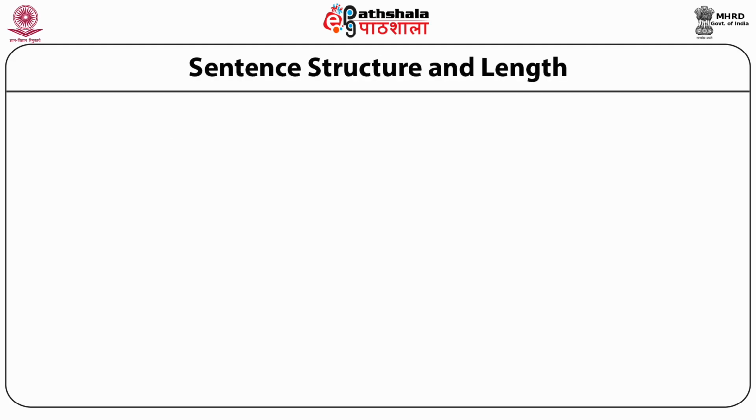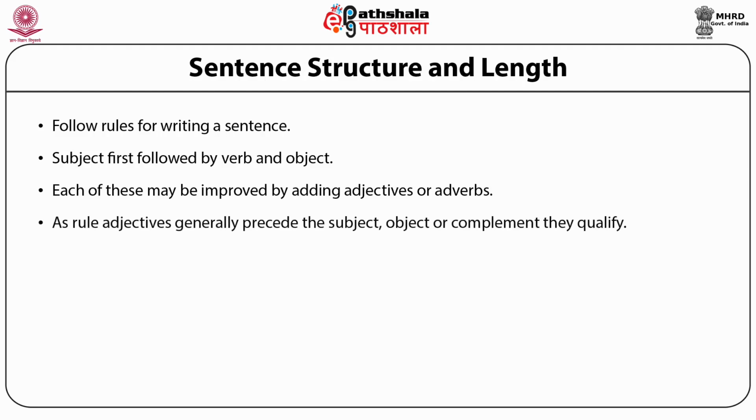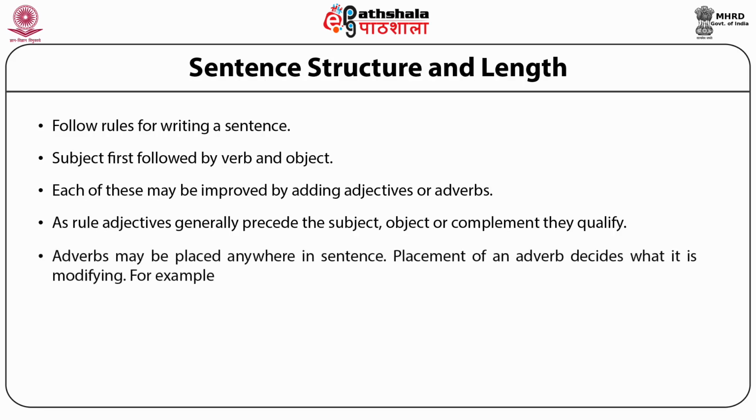Another guideline is related to sentence structure and length. All the rules should be followed while writing a sentence. A normal sequence of writing a sentence is to write a subject first, followed by verb and object. Each of these may be improved by adding adjectives or adverbs. As a rule, adjectives generally precede the subject, object, or complement they qualify. Adverbs may be placed anywhere in the sentence.